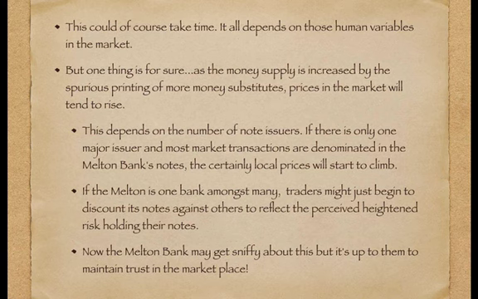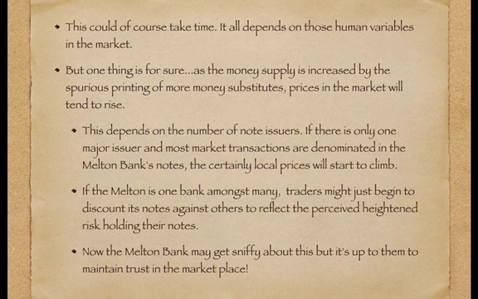This depends, though, on the number of note issuers. If there is only one major issuer, and most market transactions are denominated in, let's say, the Melton Bank's notes, then certainly local prices will start to climb relative to cities and towns further afield. And if the Melton Bank is one amongst many, traders might just begin to discount its notes against others to reflect the perceived heightened risk of holding their notes.